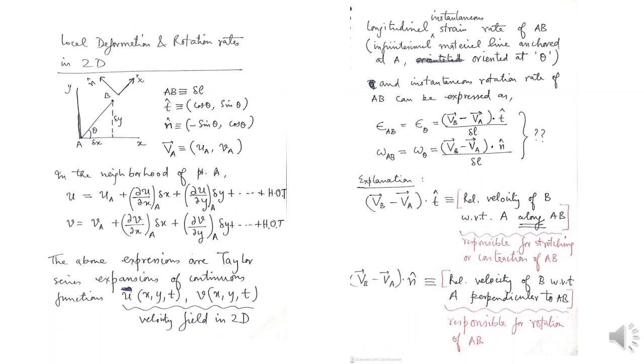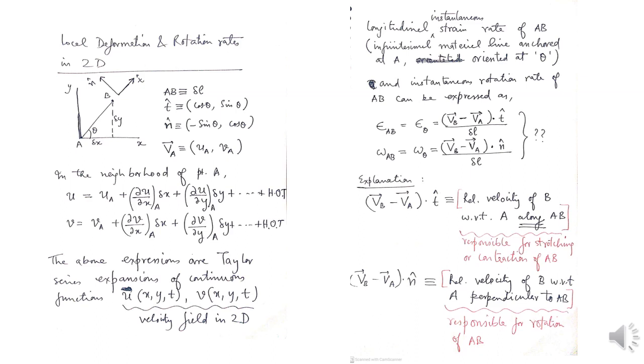So higher order means it will involve higher order derivatives of u with respect to x and y, and the small displacements delta x and delta y will have higher powers than unity. That means 2, 3, like that. So those are the higher order terms.